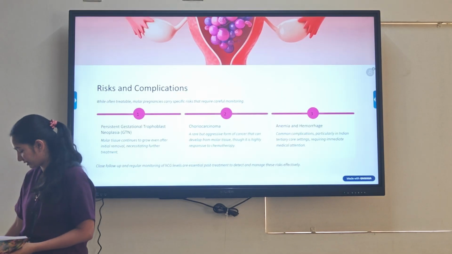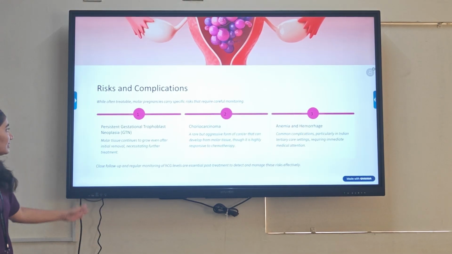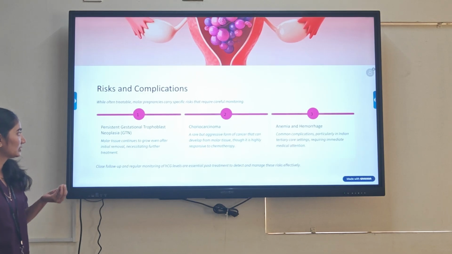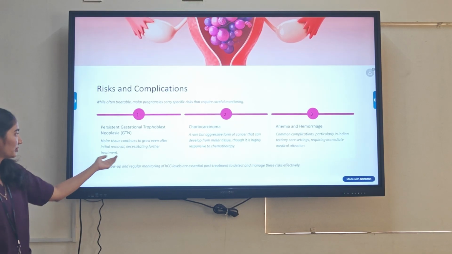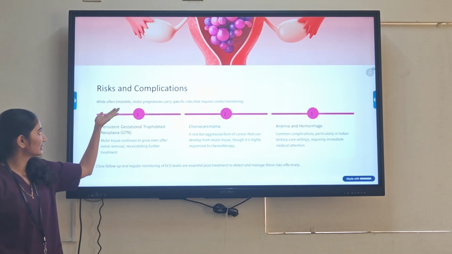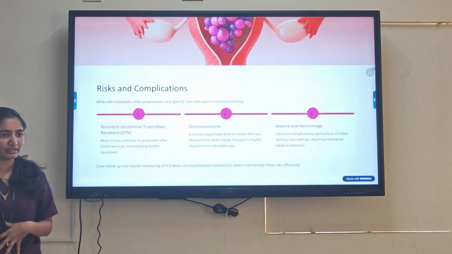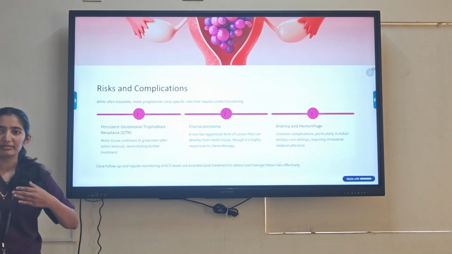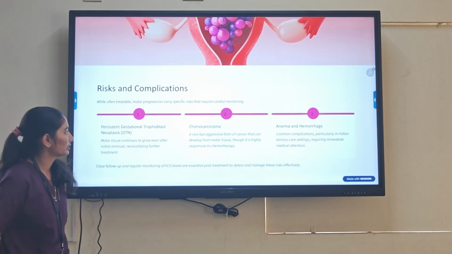Going to the risks and complications. Persistent gestational trophoblastic neoplasia, molar tissue. This molar tissue continues to grow even after the initial removal, necessitating further treatment. After the treatment is done, the risk and complications could be remaining abnormal tissue, which may further lead to carcinoma.